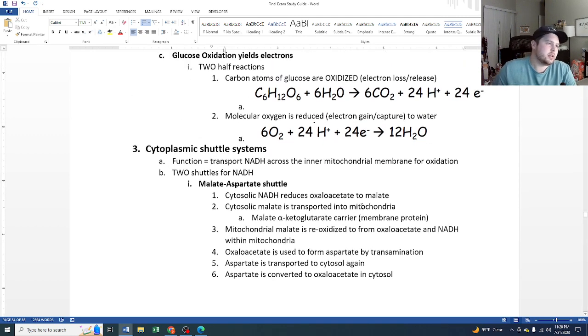Before we get into how we actually produce the ATP, we need to talk about these different shuttle systems. Once we produce the NADH, specifically during glycolysis, we need a way to get it from the cytosol across the membranes and into the mitochondrial matrix, in order for it to do its job in the electron transport chain. So these cytoplasmic shuttle systems transport the NADH across the inner mitochondrial membrane for the oxidation.